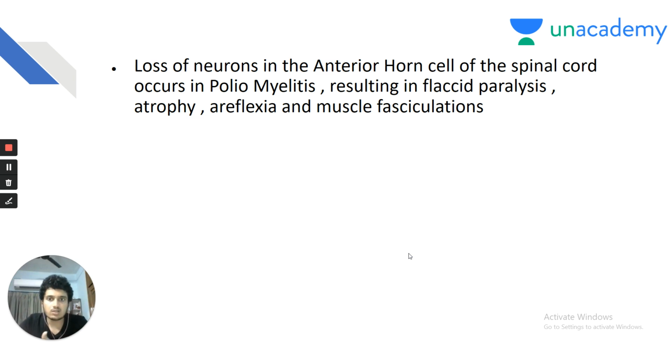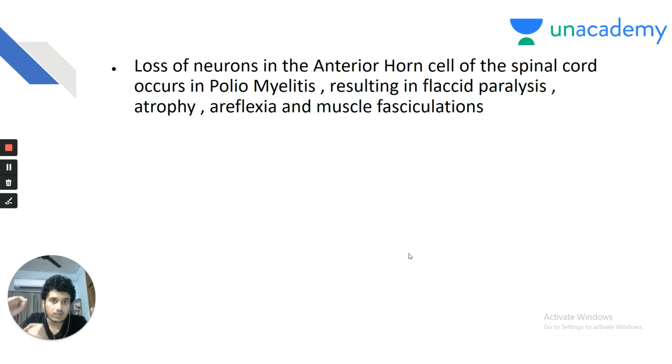Loss of neurons in the anterior horn cells of the spinal cord. This was also one of our options, my dear friends. Loss of neurons in the anterior horn cell of the spinal cord occurs in poliomyelitis, resulting in flaccid paralysis, atrophy, areflexia, and muscle fasciculations. Again, my dear friends, what is upper motor neuron and lower motor neuron? Everything pertaining to the neurons above the anterior horn cell of the spinal cord is upper motor neuron lesion. Everything below the anterior horn cell is lower motor neuron lesion.